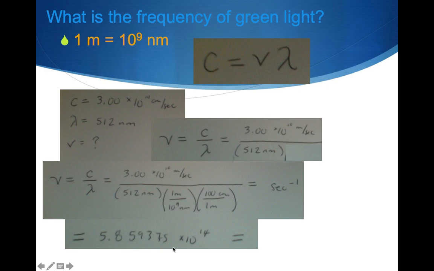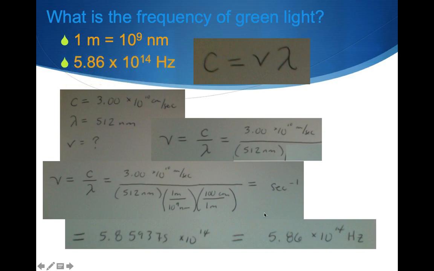This is the calculator answer, but we got to do sig figs. Our given numbers: this has 1, 2, 3, and this has 1, 2, 3. So I can keep 1, 2, 3. I look at this number for rounding, which it does. So my answer is 5.86 times 10 to the 14th hertz. That's what I got, and that's also what my presentation tells me is the right answer.